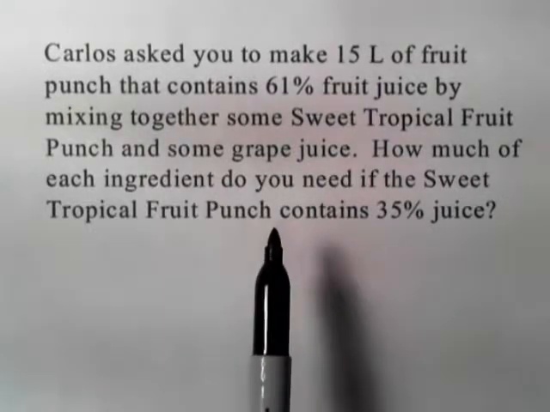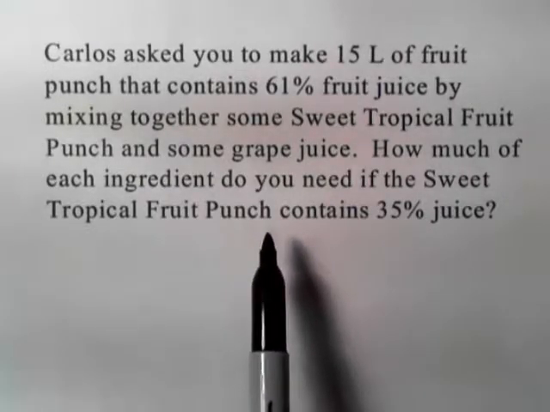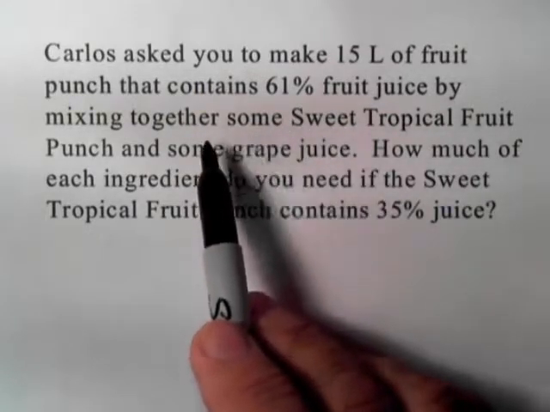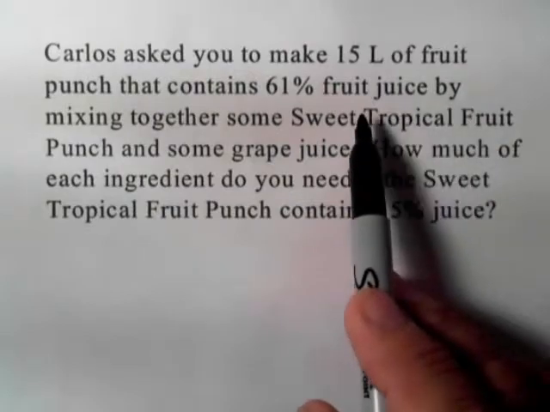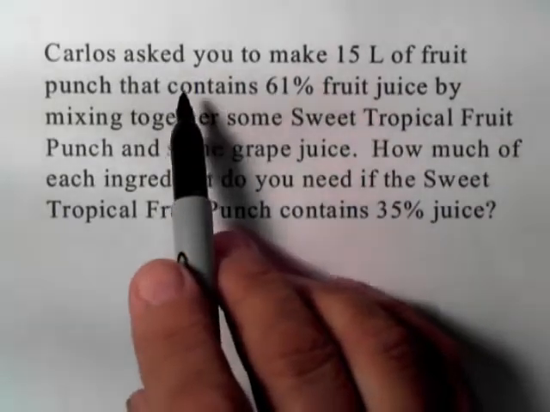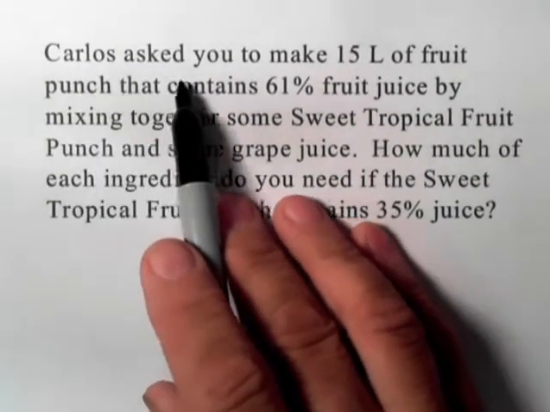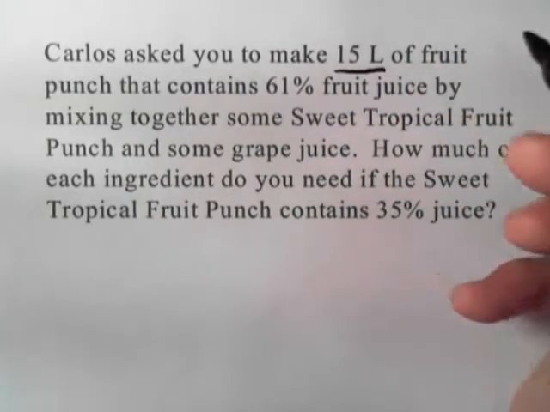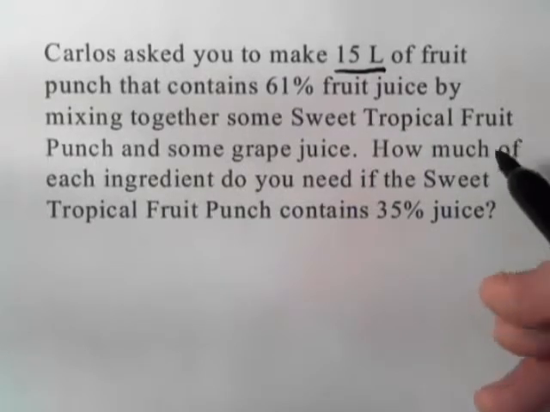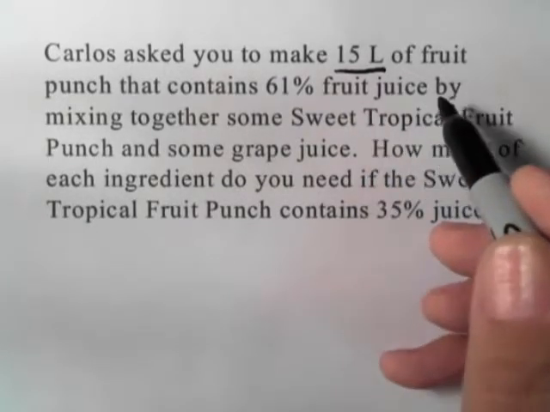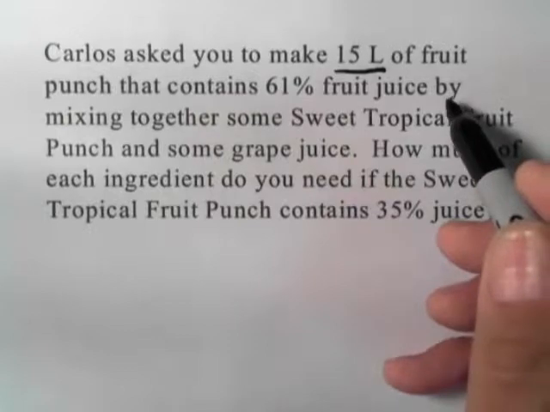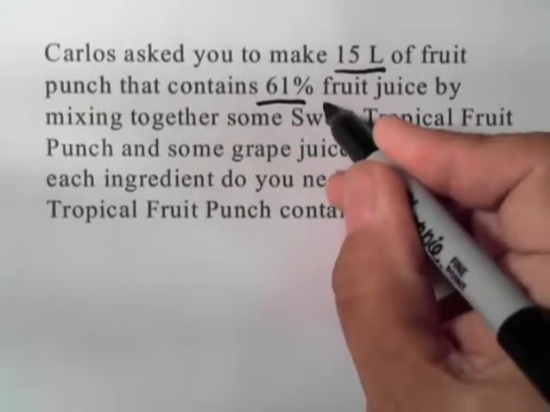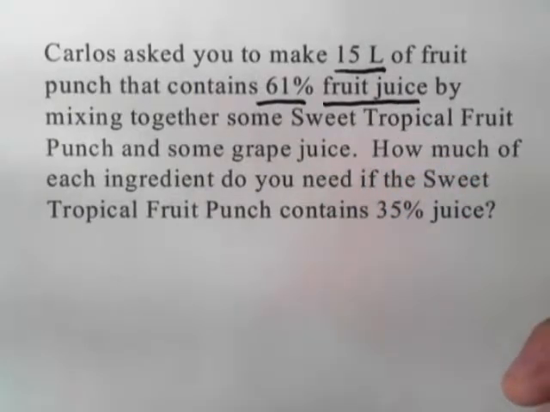Okay, here's another example, and what we're talking about here is mixing together some juices. And here's what we want to end up with. So it says, Carlos asked you to make 15 liters. So there's the total amount we want in liters of fruit punch that contains 61% fruit juice. So this is what we want to end up with, 61% fruit juice.